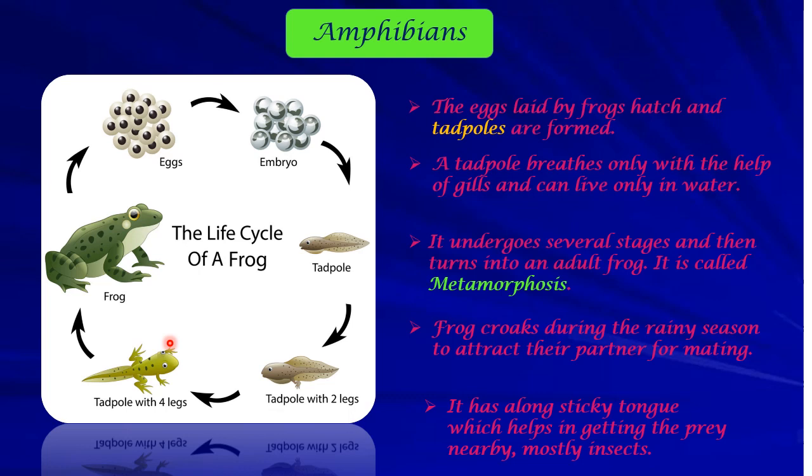It has a long sticky tongue, which helps in getting the prey nearby, mostly insects. You might have seen on some discovery channels, it will put the tongue out immediately so that some insect will stick on it, and immediately it will grab the insect inside its mouth. Yes, have you seen it? The tongues of these frogs are sticky. When they put it on the animals, they immediately get stuck onto it, and it drags the insects as they pull the tongue inside. This is how they take food, and the tongue helps in taking food.